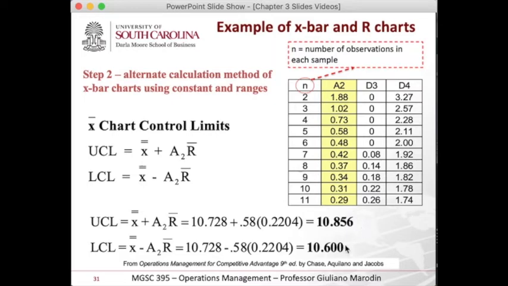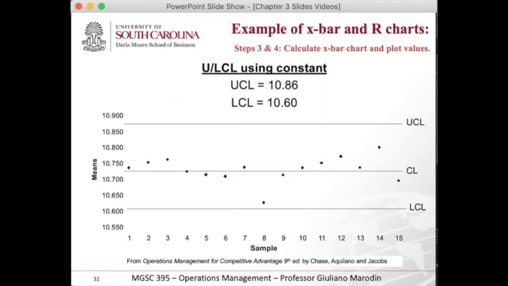Upper control limit, 10.856. Lower control limit. Now I can plot everything, and remember this is the statistical process control chart, and this is called the X-bar chart. Okay, X-bar chart. Now I'm going to plot all the sample means, and here are the means, and here are the sample numbers. So I have number 1, 2, 3, 4, 5 until sample number 15.